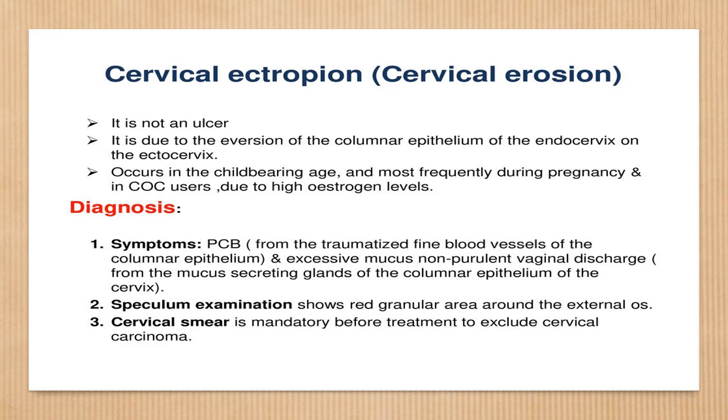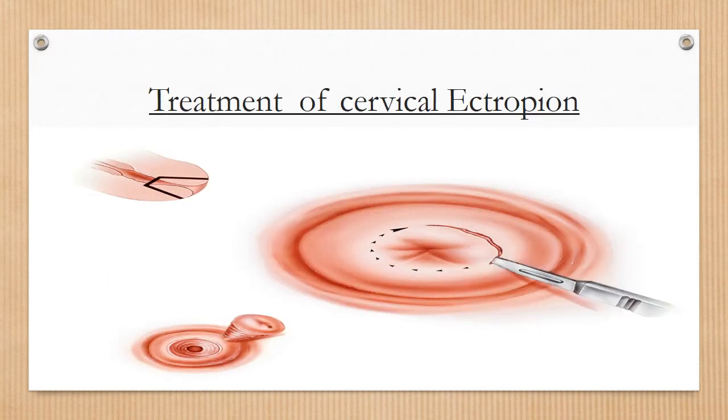How can we diagnose? Symptoms: postcoital and intermenstrual bleeding, or sometimes excessive mucus, non-purulent vaginal discharge from the mucus-secreting glands of the columnar epithelium. Speculum examination shows a red granular area around the external os, and a cervical smear is mandatory before treatment to exclude cervical carcinoma, and also swabs to exclude chlamydia infection.